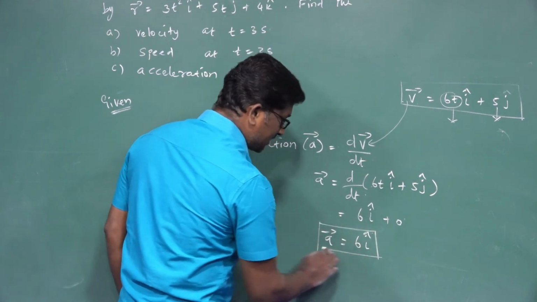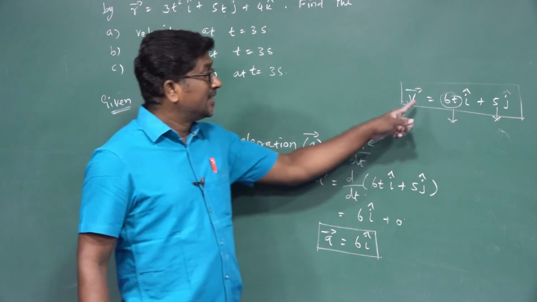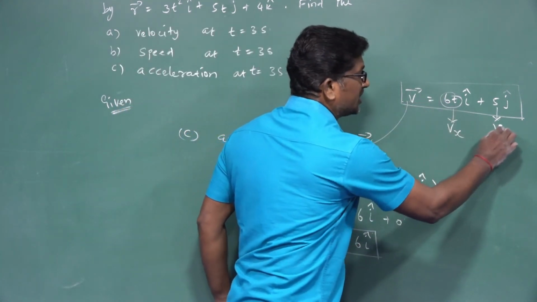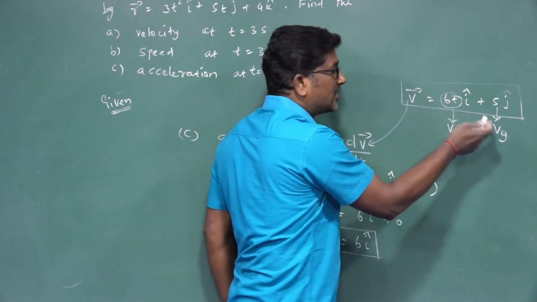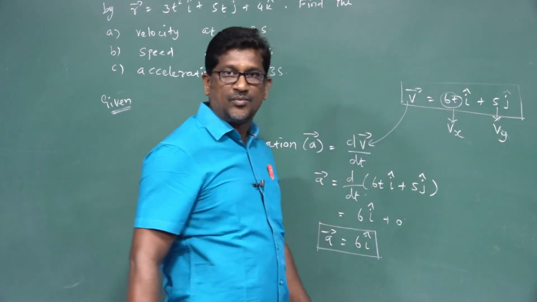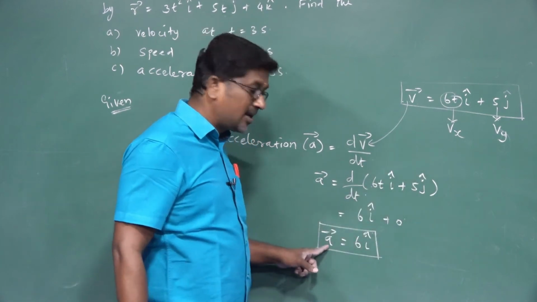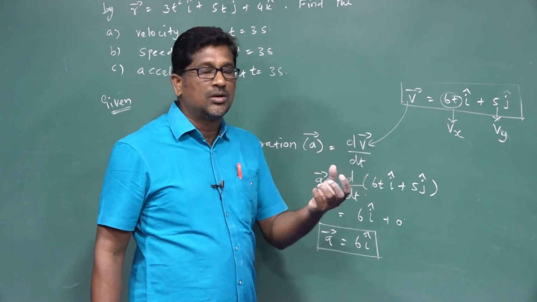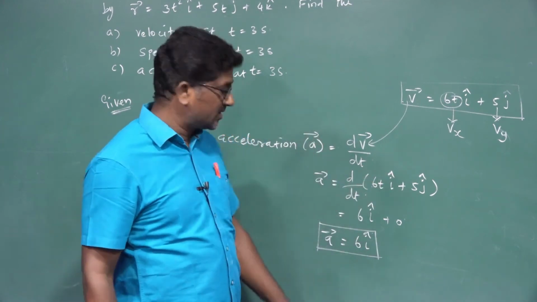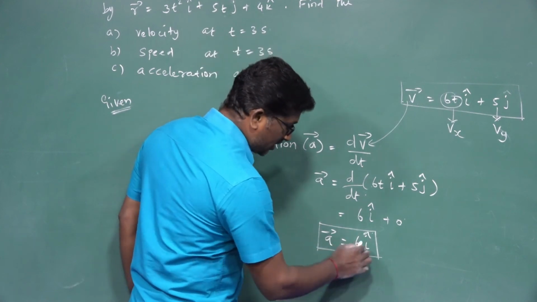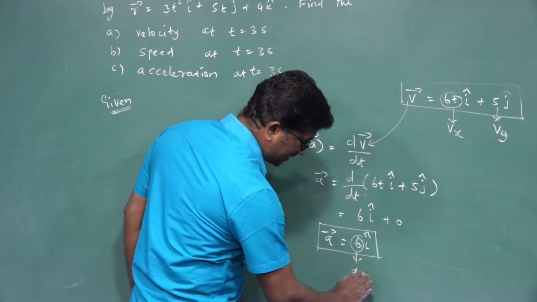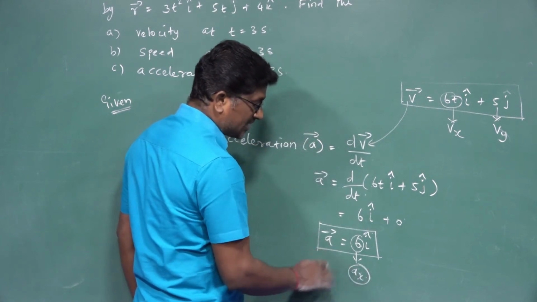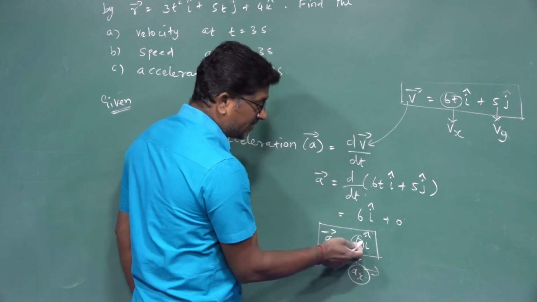Here acceleration has only one component. Here velocity has two components, okay, one is Vx and another one is Vy. Vx is time dependent, whereas Vy is independent of time. But here acceleration has only one component, that is the x component, right? Here, 6 is ax, that is the scalar component of acceleration. One of the scalar components of acceleration is ax, and that value is 6.